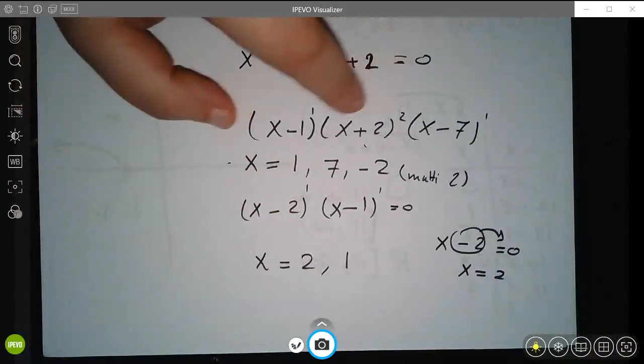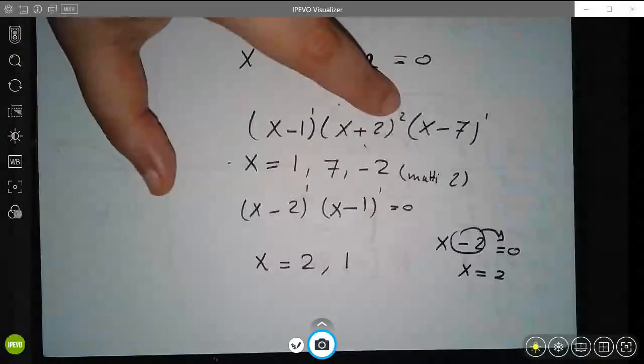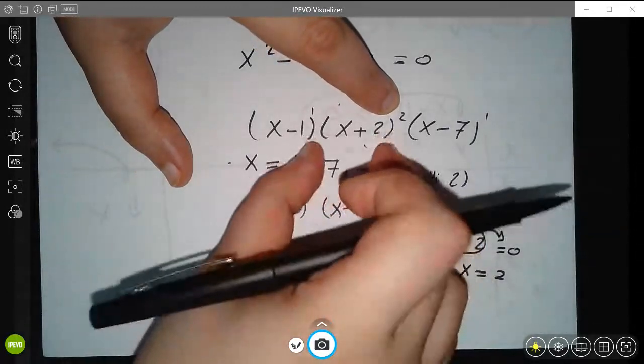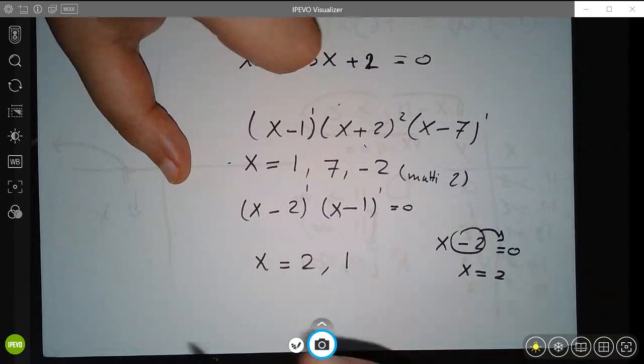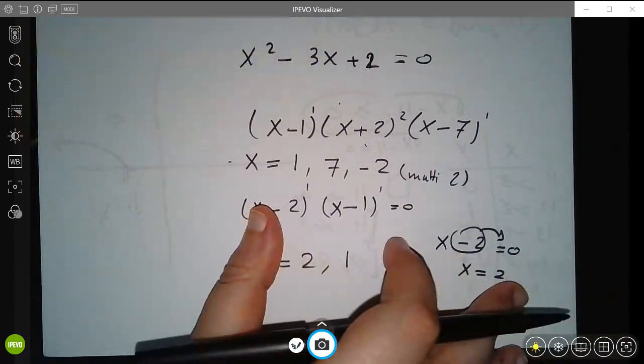Now, why do I say that? It's because the pair of parentheses had the second power, which means you had this pair twice. So you have this 0 twice. That's all. Okay?